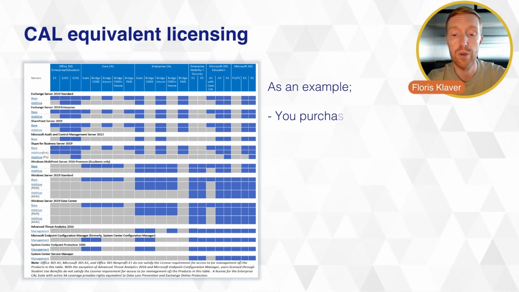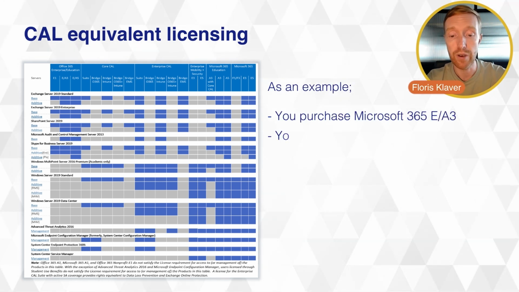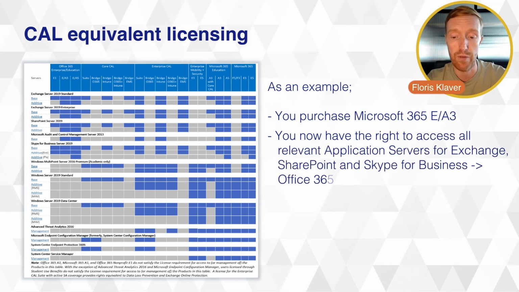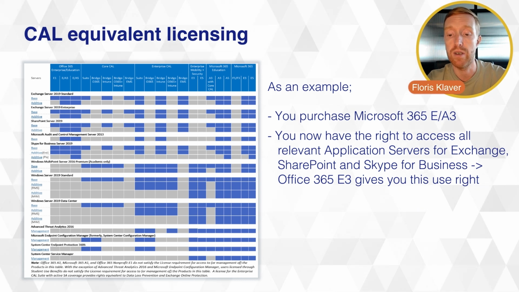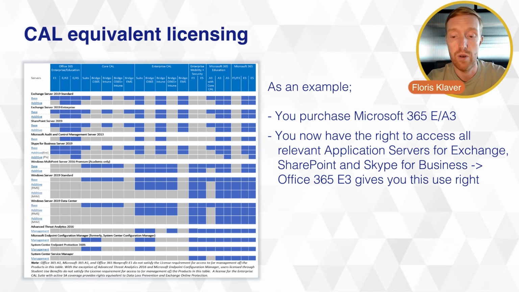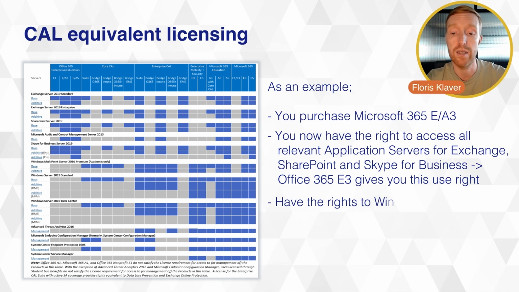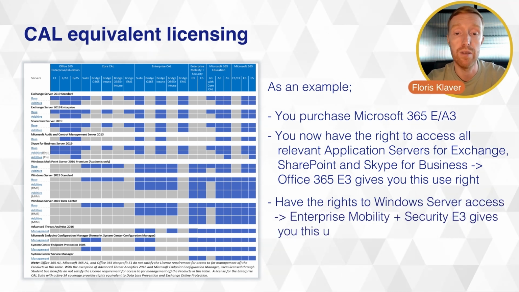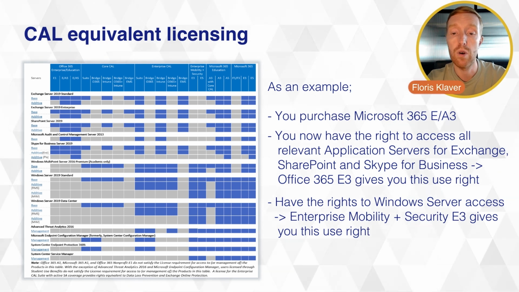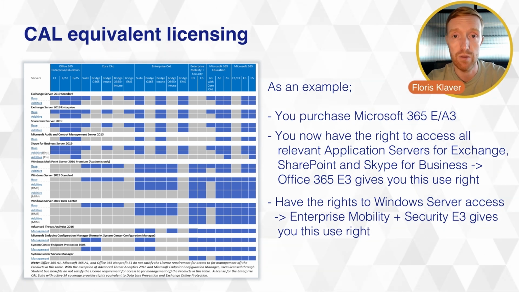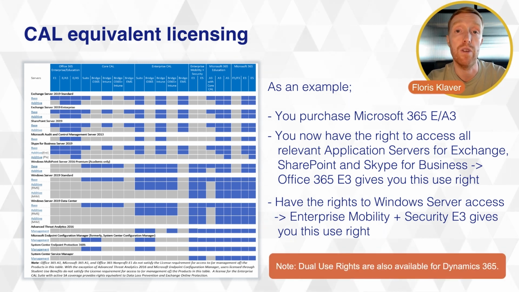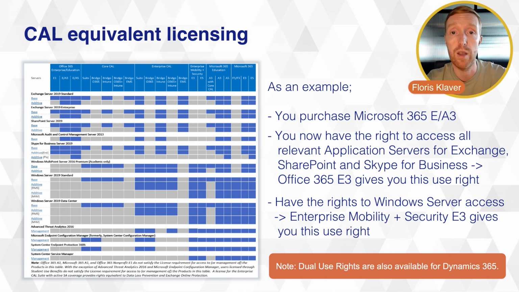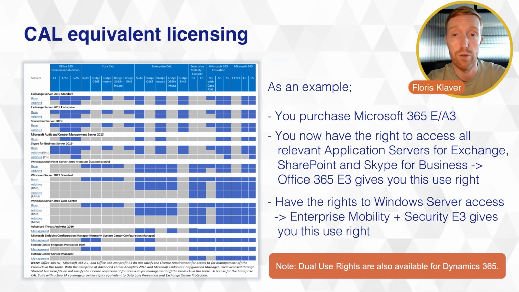For instance, if you purchase Microsoft 365 E3, you now have the right to access all relevant application servers for Exchange, SharePoint, and Skype for Business. Why? Because Office 365 E3 gives you this use right. You also have the right to access any and all Windows servers because Enterprise Mobility and Security E3 gives you this use right. There's more than just M365 that grants this, because Dynamics 365, for instance, has this as well. If you want to learn more about that, be sure to check out our Dynamics 365 content on our YouTube page as well.